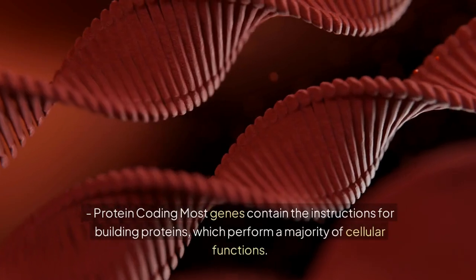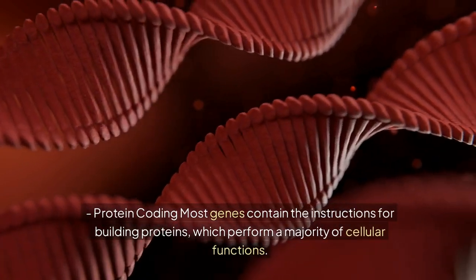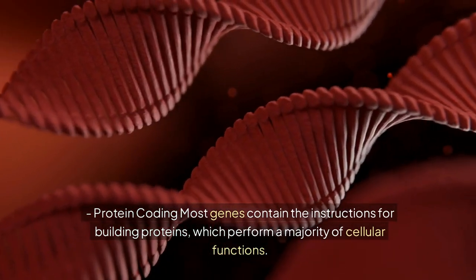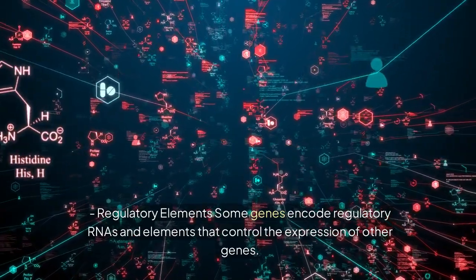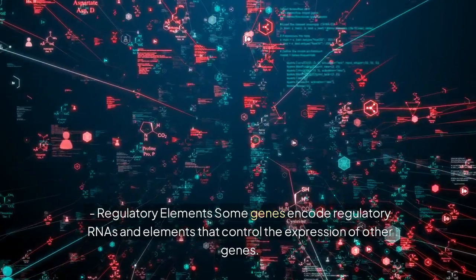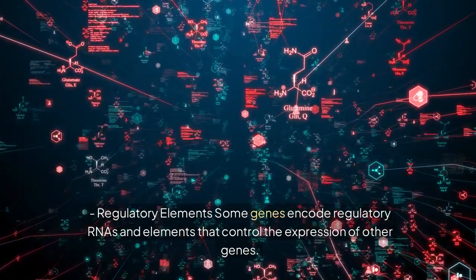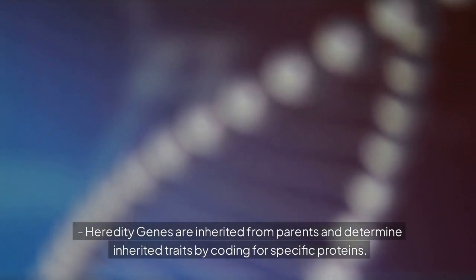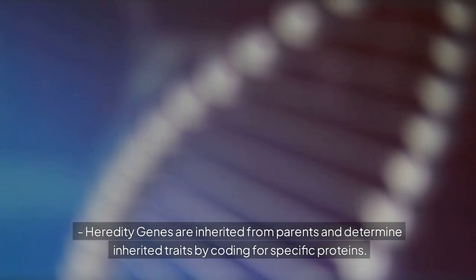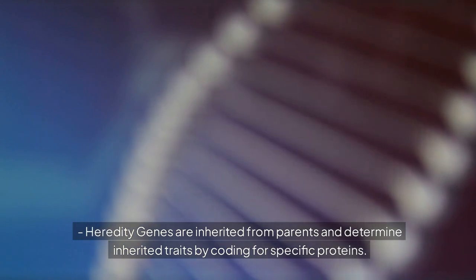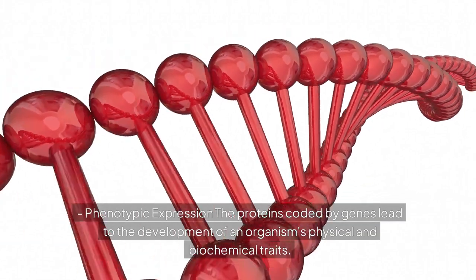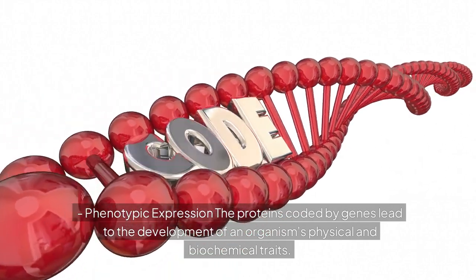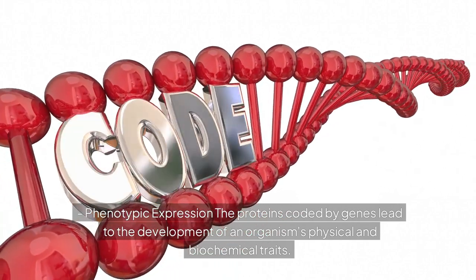Function. Protein coding. Most genes contain the instructions for building proteins, which perform a majority of cellular functions. Regulatory elements. Some genes encode regulatory RNAs and elements that control the expression of other genes. Heredity. Genes are inherited from parents and determine inherited traits by coding for specific proteins. Phenotypic expression. The proteins coded by genes lead to the development of an organism's physical and biochemical traits.